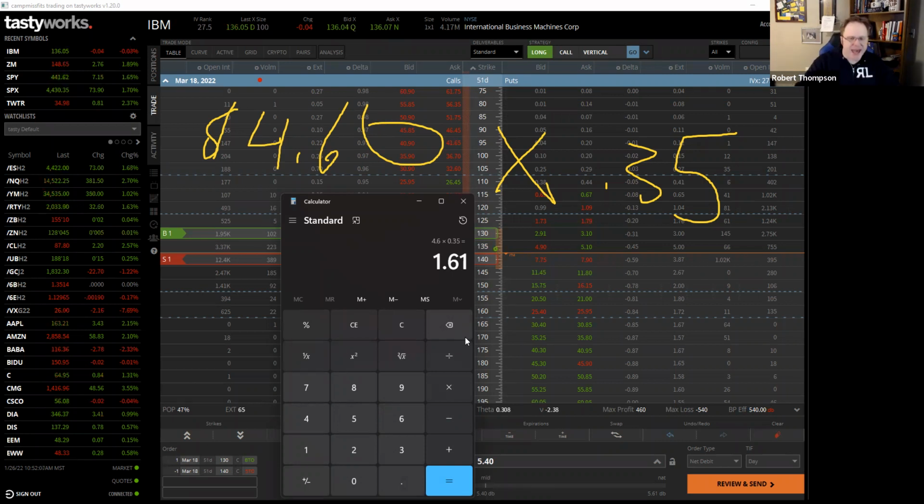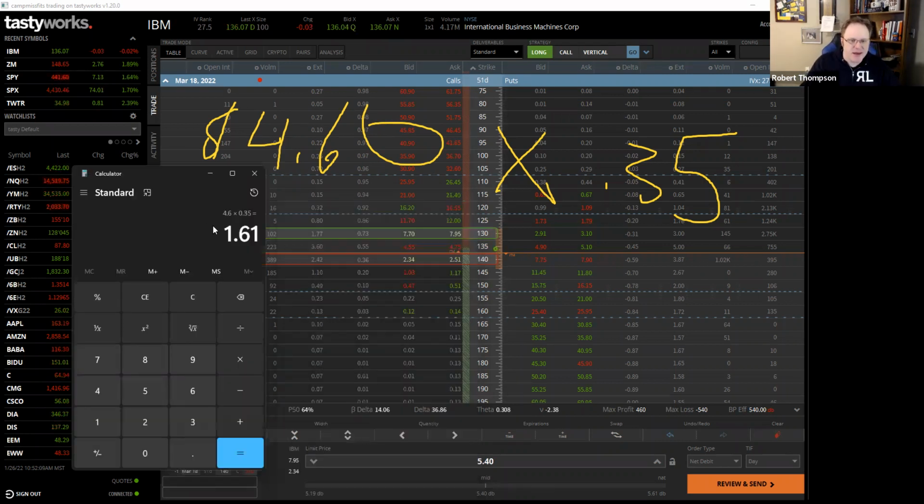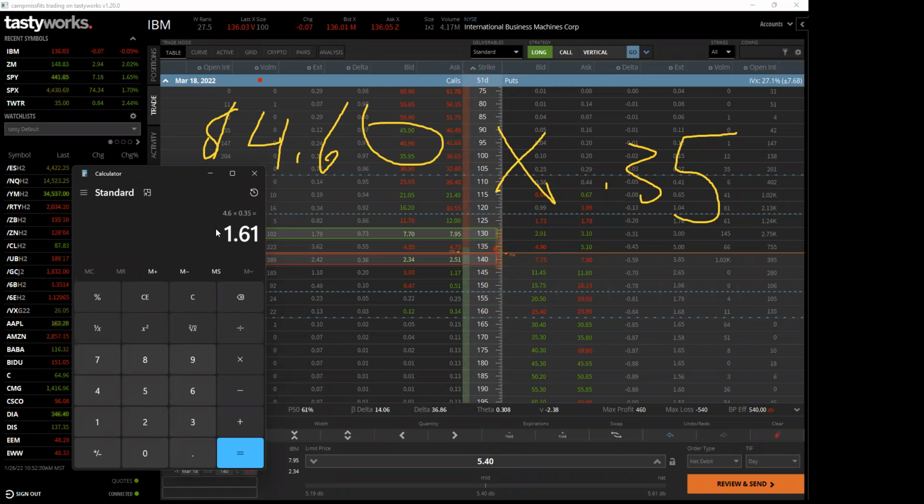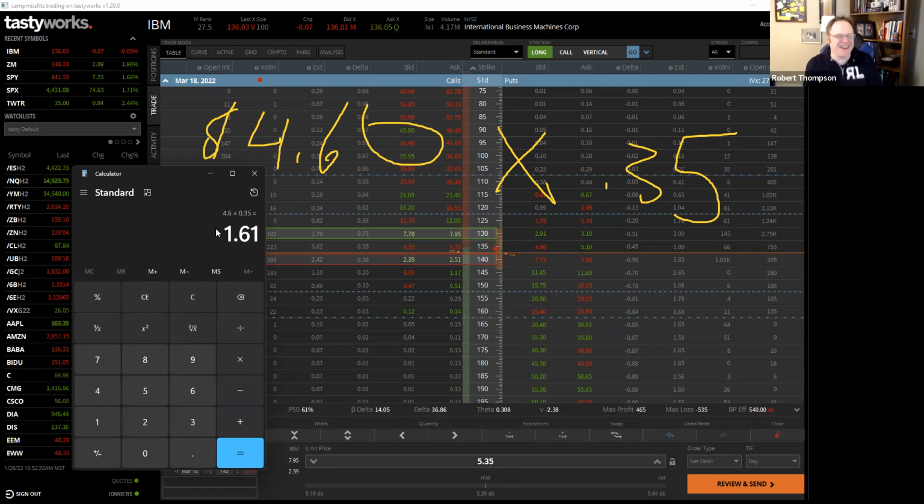But it doesn't stop there, okay? If you pay $5.40 for a debit spread, and then you sell it back at $1.61, what happened? You lost money, exactly. You don't want to do that.